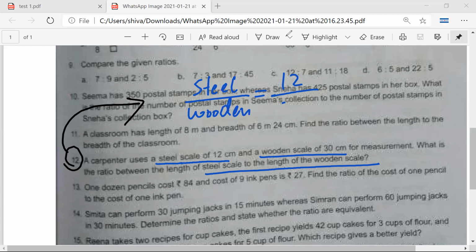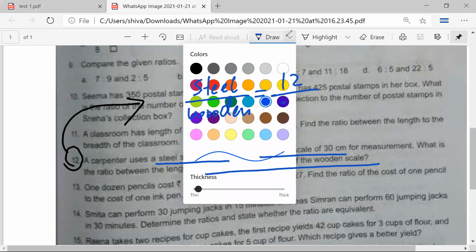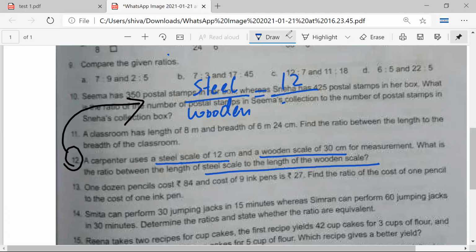And how do I do this? So 12 is to 30 can be 6 is to 15. One second. So 12 is to 30. Once I cancel 6 2s are 12, 6 5s are 30, it is 2 is to 5. Is it okay? Yes, sir.